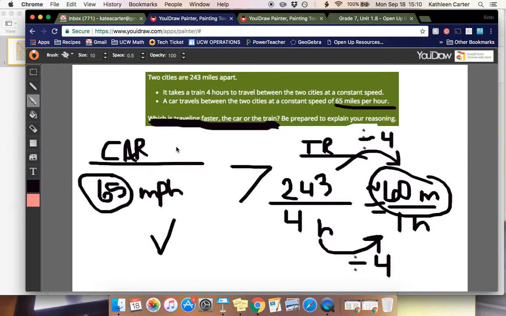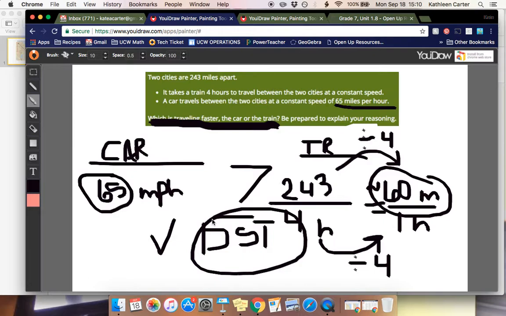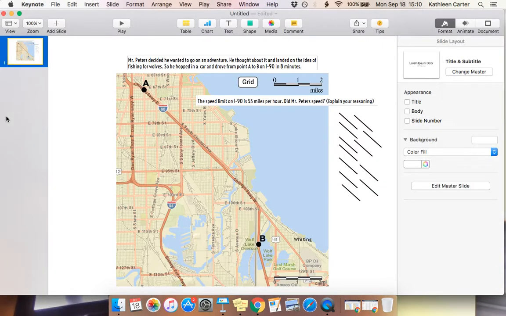So this version compared speed, and in the previous version, we compared the distance you'd be able to travel. This is where we start to think about distance, speed, and time. Those are the three things you really need to think about when you want to compare traveling. So then we came to this problem.